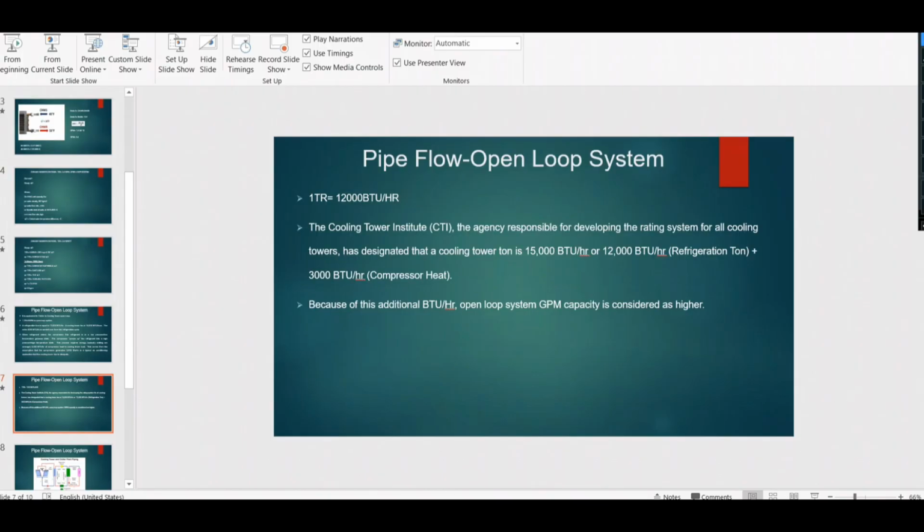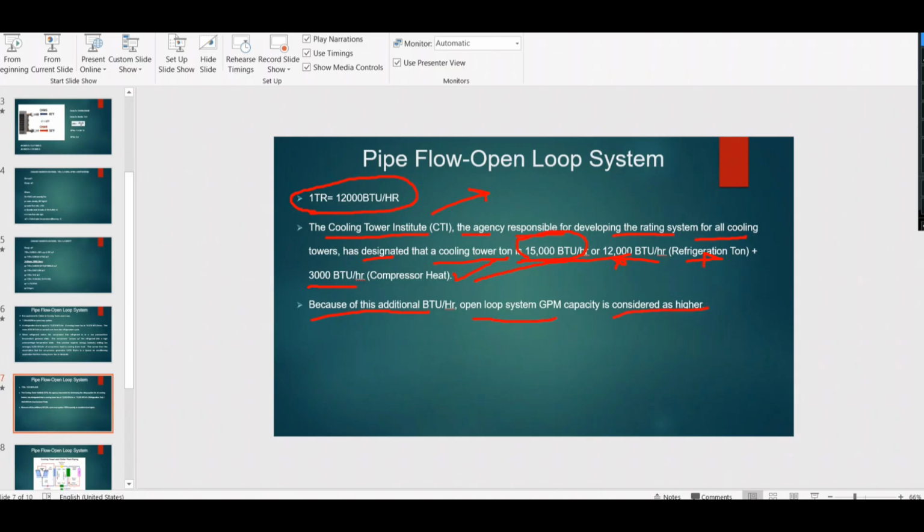Thank you. So we all know that normally 1 ton is equal to 12,000 BTU per hour. The Cooling Technology Institute, or CTI, the agency responsible for developing the rating system for all cooling towers, has mentioned that the cooling tower ton is 15,000 BTU per hour, not 12,000 BTU per hour. That means 12,000 BTU per hour is the refrigeration ton, and additionally they are adding 3,000 BTU per hour for the compressor heat. So 12,000 plus 3,000, a total of 15,000 BTU per hour, they are considering for the open loop system. Because of this additional BTU per hour, the open loop system GPM capacity is considered higher.